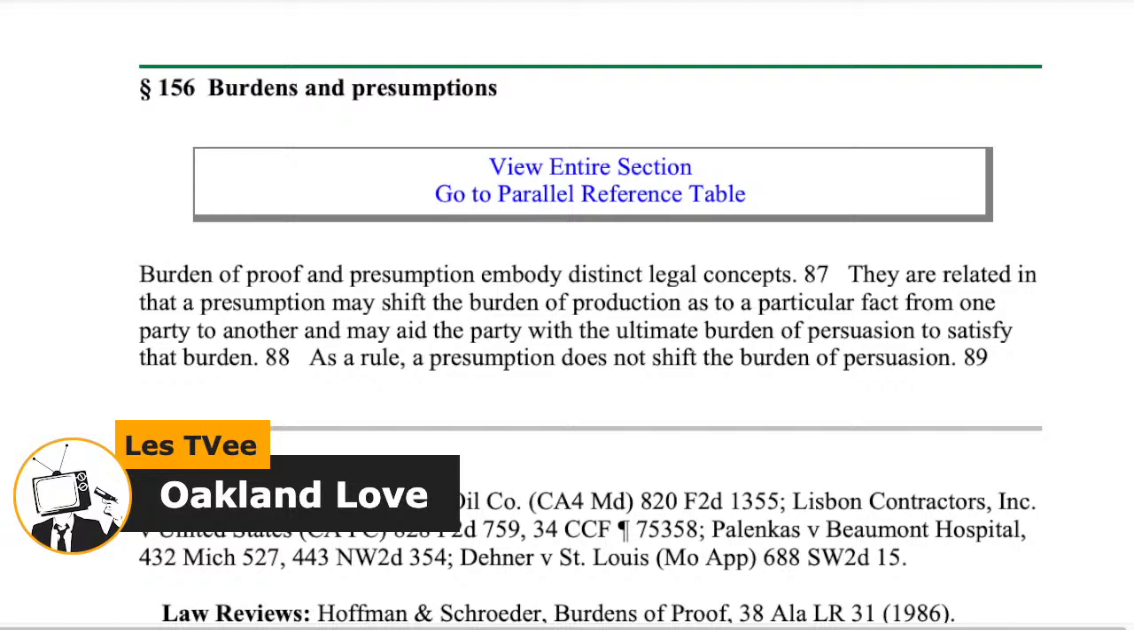And Oakland, greetings to less TV. We all need more or less. We all need less TV.